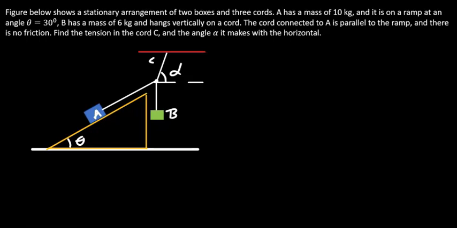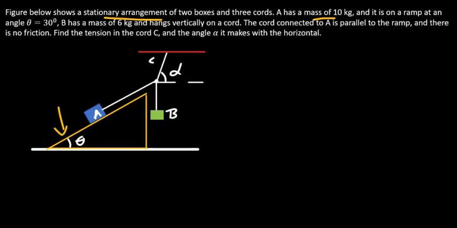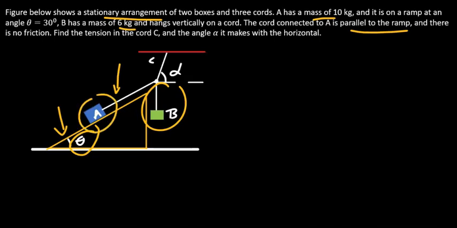Problem 2. The figure below shows a stationary arrangement of 2 boxes and 3 cords. So box 1, box 2, cord 1, cord 2, and cord 3. A has a mass of 10 kg and it is on a ramp at an angle of 30 degrees. So theta is 30 degrees. B has a mass of 6 kg and hangs vertically on a cord. The cord connected to A is parallel to the ramp. That is this one. And there is no friction between A and the ramp. Find the tension in this cord, cord C, and also the angle alpha that it makes with the horizontal.